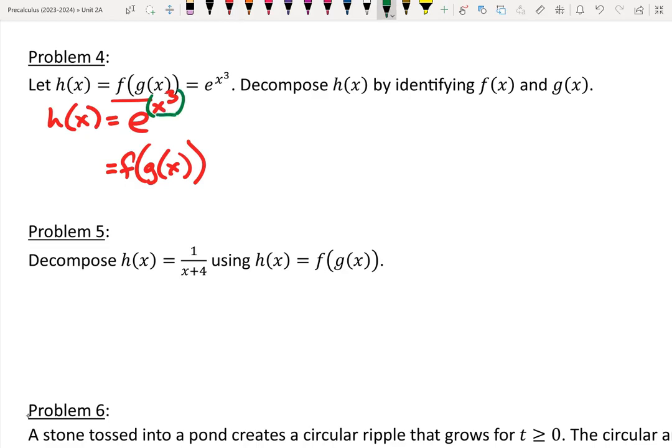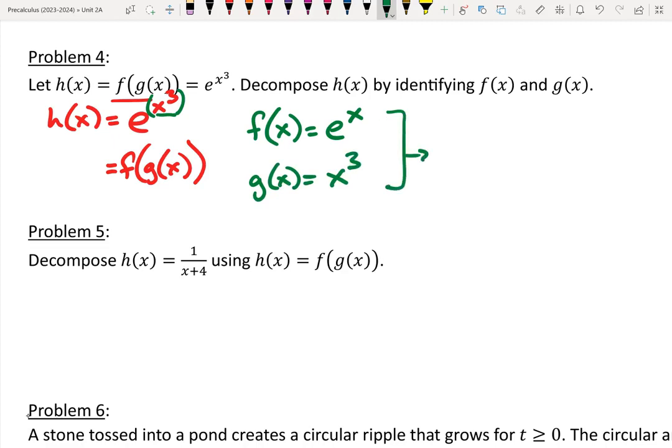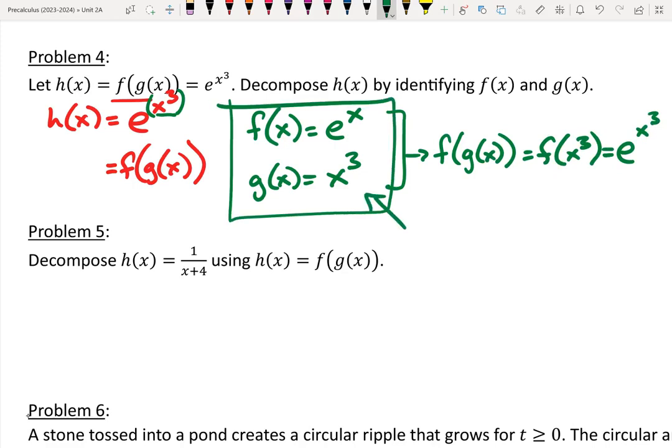Well, in this case, if we think about this as being e to the some power, and that power became x to the third, then I would say f, the outside function, f of x, would just be e to the x. Whereas g of x, the one that was plugged in, is x cubed. And then if you think back to our function composition, f of g of x, or f of x cubed, that becomes e to the x cubed, which is our function h. So this would be our function composition.